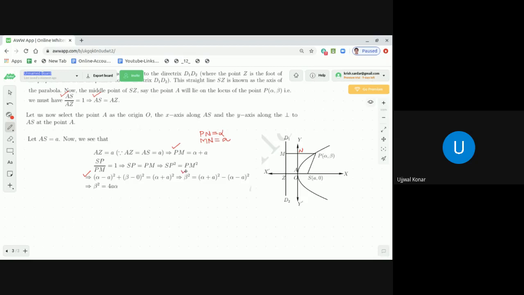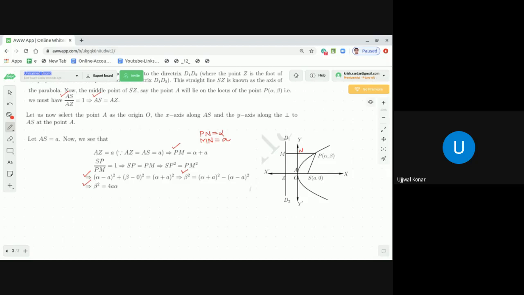Beta square is equal to alpha plus a whole square minus alpha minus a whole square. Dear students, a plus b whole square minus a minus b whole square, we know that it is equal to 4ab. And eventually we get that beta square is equal to 4a alpha. That is a very important derivation. Beta square is equal to 4a alpha.